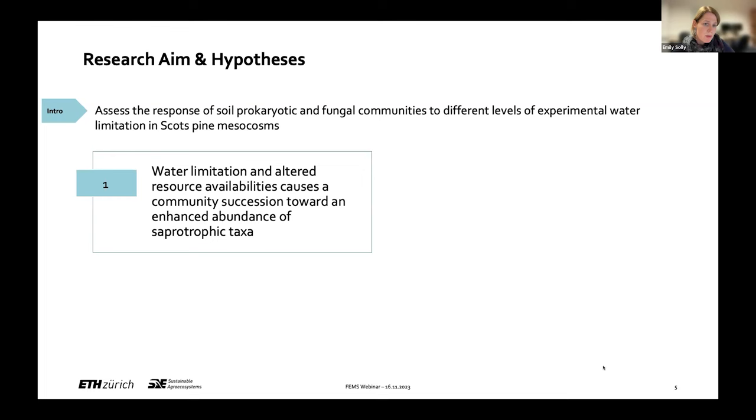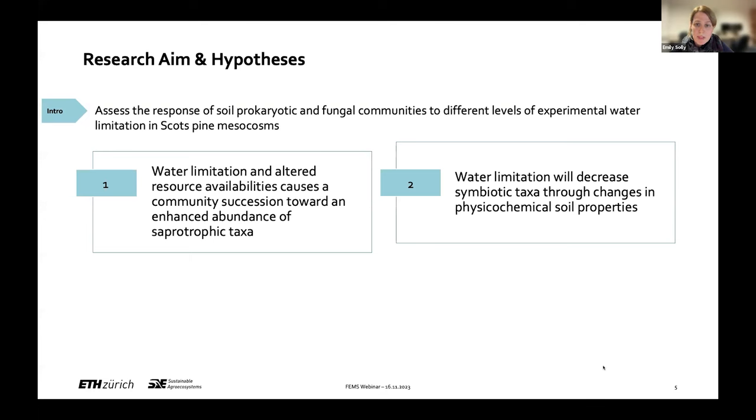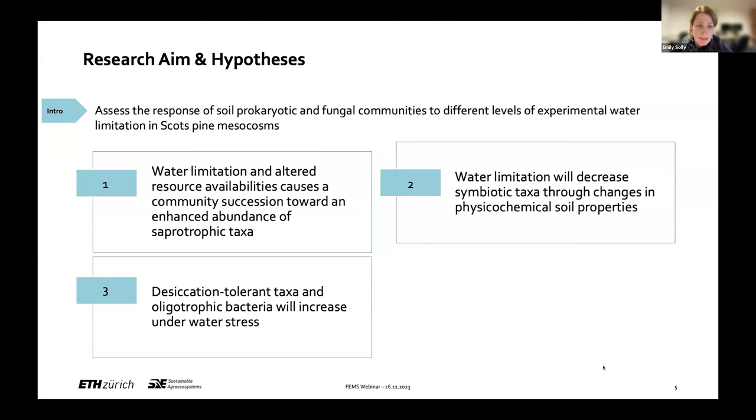We hypothesized that water limitation and other resource availabilities would induce a community succession towards an enhanced abundance of saprotrophic taxa involved in the decomposition, degradation of organic matter derived from plants, so dead organic matter from plants. At the same time, we expected that water limitation would decrease symbiotic taxa and rather increase oligotrophic bacteria and desiccation-tolerant taxa under water limitation.